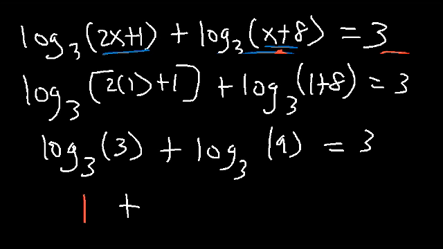What's log base 3 of 9? 3 squared is equal to 9, so this is equal to 2. And 1 plus 2 is 3. So which means that x is indeed equal to 1. Both sides of the equation have the same value. So here's another one.